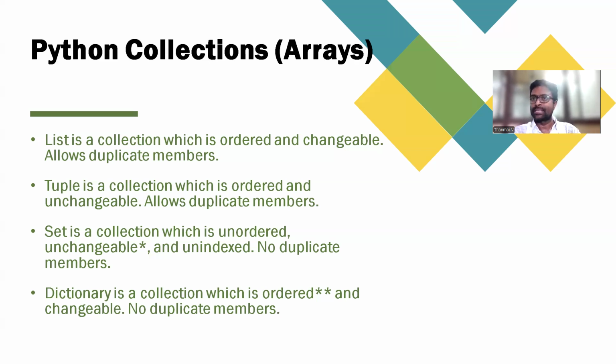Same as your list, your tuple is also ordered. Same as your list, a tuple also allows duplicate values. Remaining all are the same. The only difference is that you can't change the elements in a tuple.